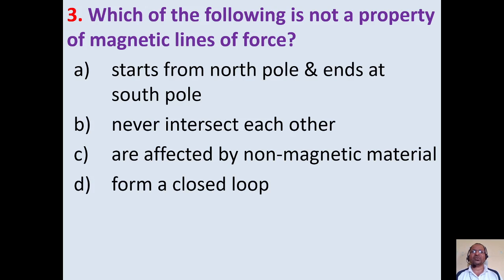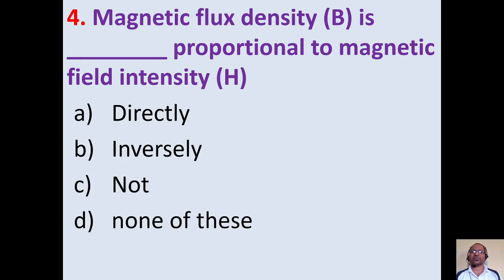Which of the following is not a property of magnetic lines of force? We have seen that magnetic lines of force start from the north pole and end at the south pole. Magnetic lines of force never intersect each other. Magnetic lines of force form a closed loop, and magnetic lines of force are not affected by non-magnetic material. So option C, are affected by non-magnetic material, is not a property of magnetic lines of force.